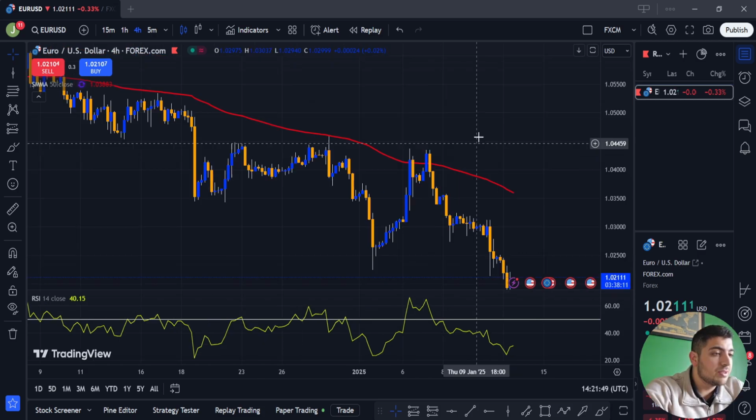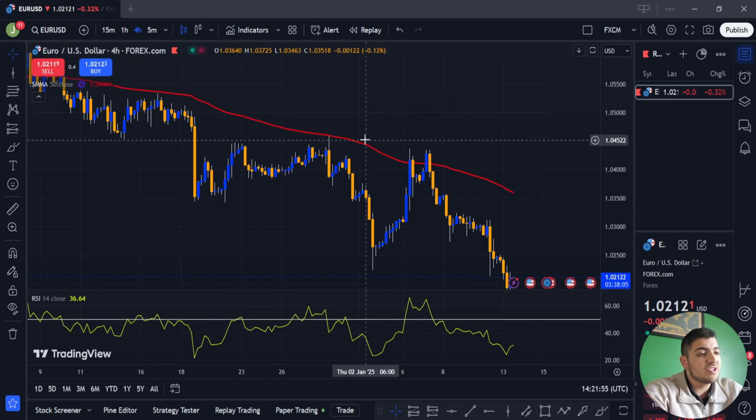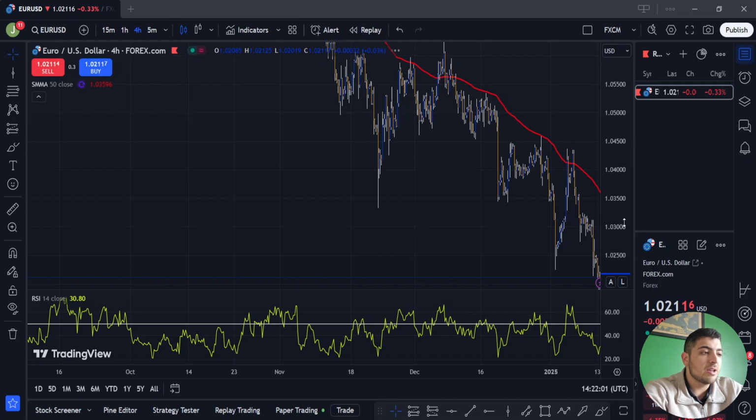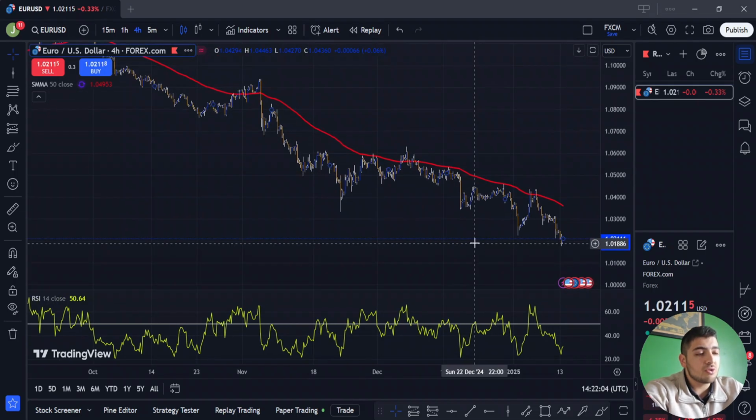Let me show you. This double top here, you can see that it's very visible that this is going to be a reversal pattern for three main reasons. The first one is the price was in a downtrend. If we zoom out here, you can see that price was already in a downtrend and it didn't look like it was going to stop anytime soon.